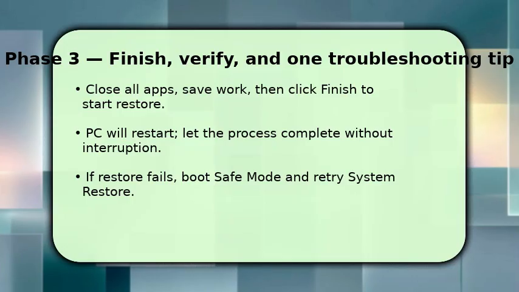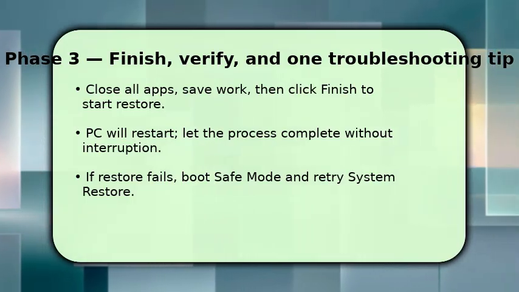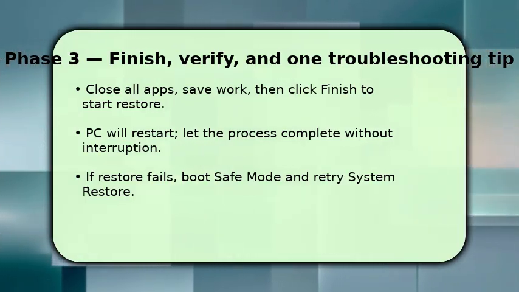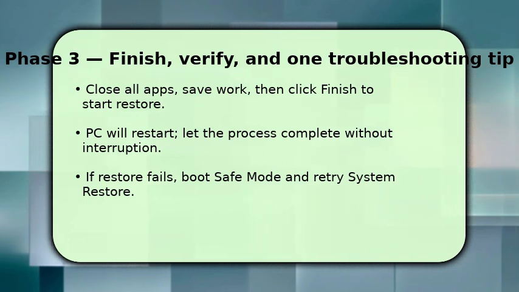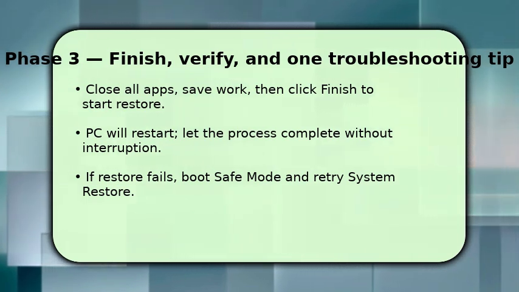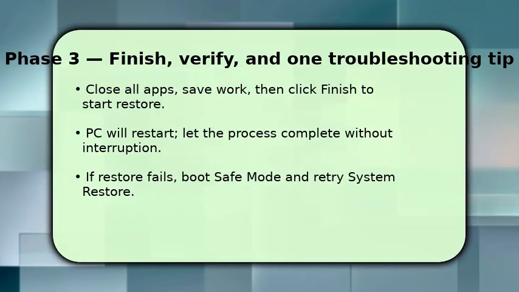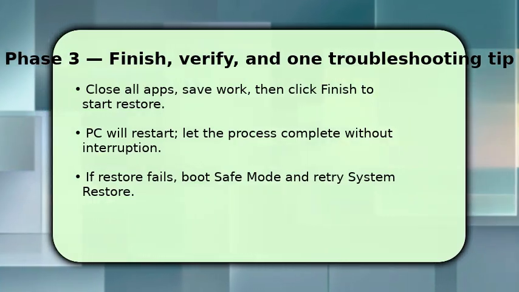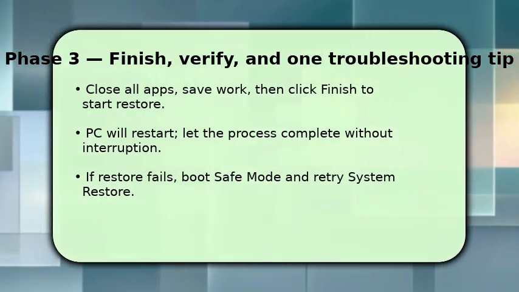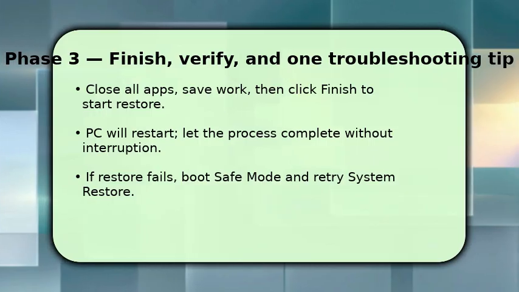Finish the process by closing your apps, saving files, and clicking Finish. This initiates the restore and forces a restart. Your PC will reboot and apply changes. Let it run uninterrupted because canceling can leave the system unstable. Once the restore finishes, Windows will log the result and restart again.